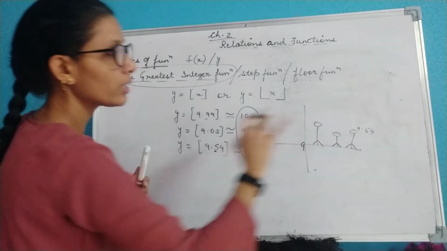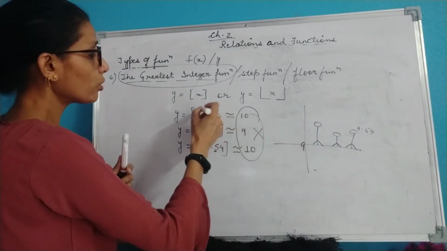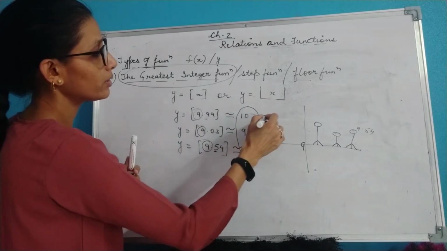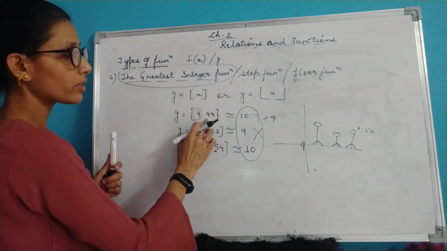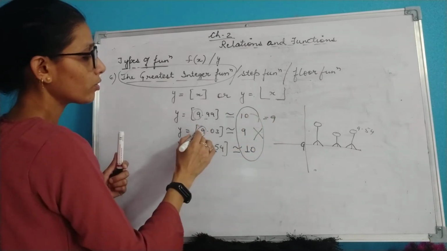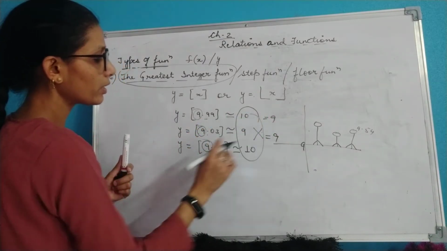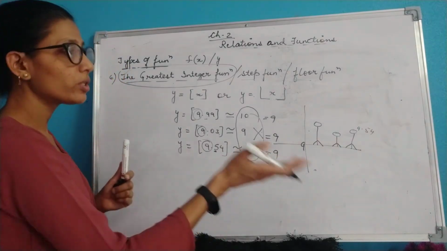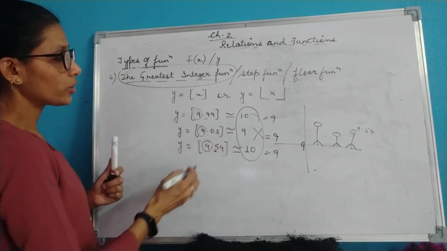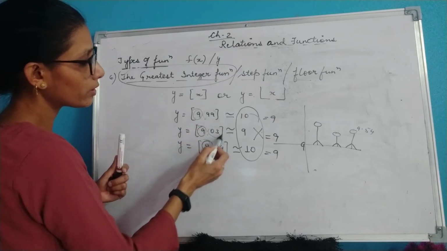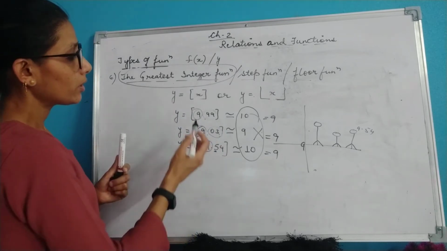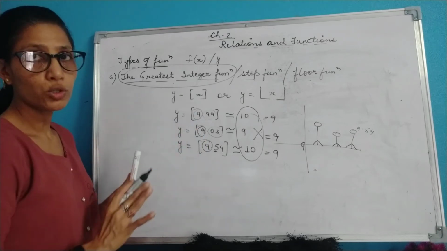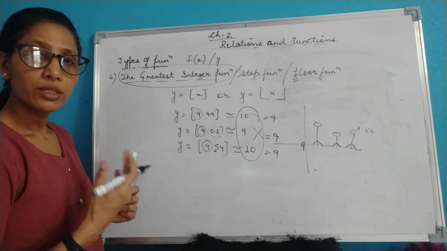they are standing on the 9th floor. So that means whatever is written before the decimal will be considered the value. The greatest integer function for 9.99 will be 9. For 9.03 again it will be 9. For 9.54 again it will be 9. So the floor is to be taken into consideration and not the values written after the decimal. This is only for positive values. For negative values we have a different rule.